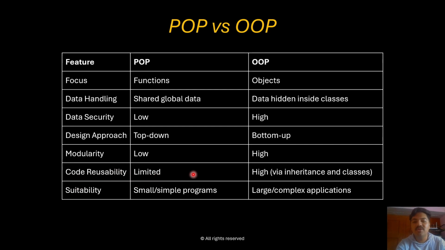Code reusability. In POP, code reusability is limited because we cannot use the code again and again. But in OOP, via inheritance and classes, the code reusability is very high. Suitability. POP is only useful in writing small or simple programs, whereas object-oriented programming is used to write large programs or complex software and applications.